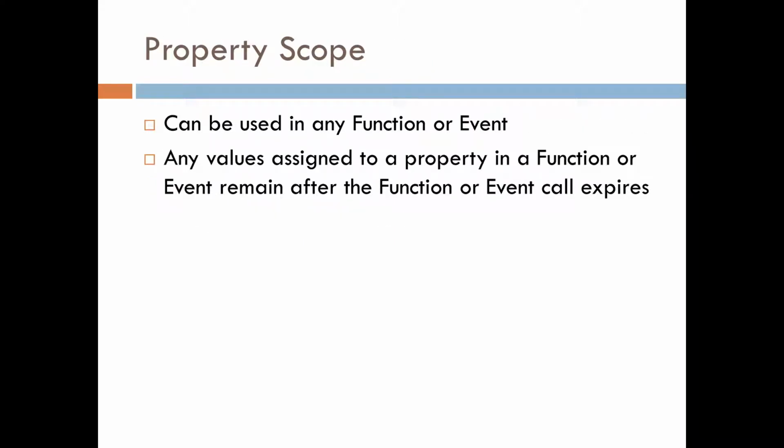So the scope of a property: it can be used in any function or event, and any values assigned to a property in a function or event will remain within the script even after your function or event call expires. So if we called the onDeath and stored player into a player property, player would then be a permanent part of the script. Same thing for isConscious. If we wrote it to a player isConscious variable or something like that, or property, excuse me, that will be persistent.